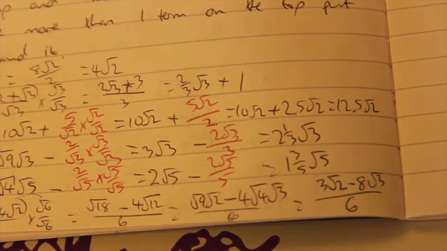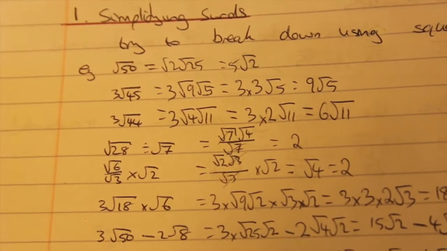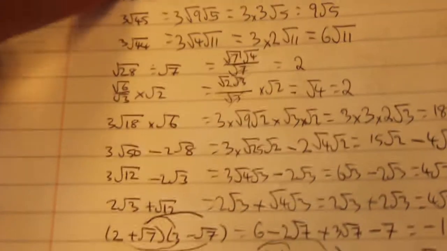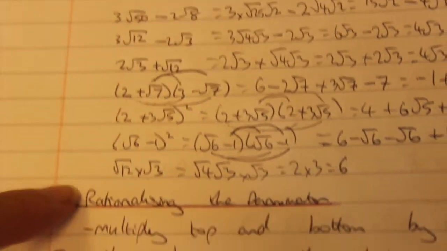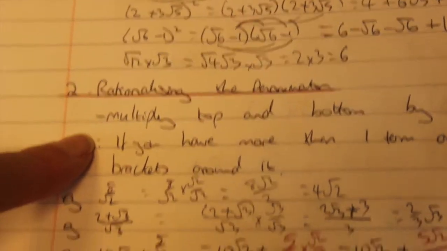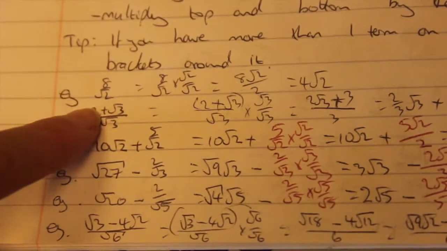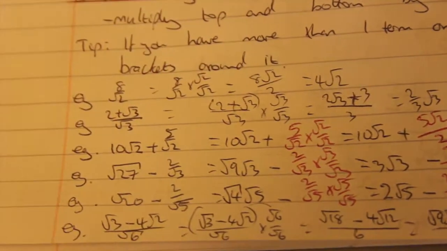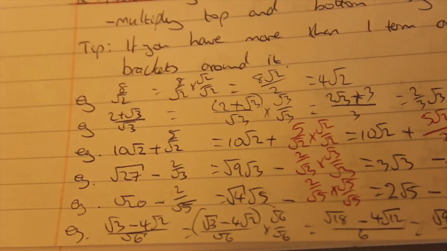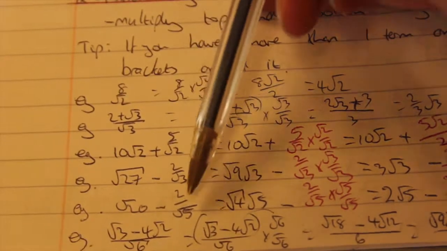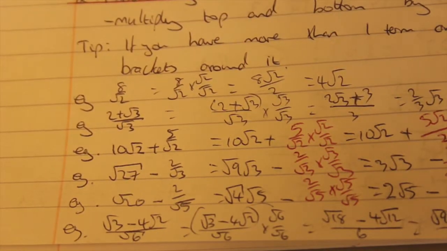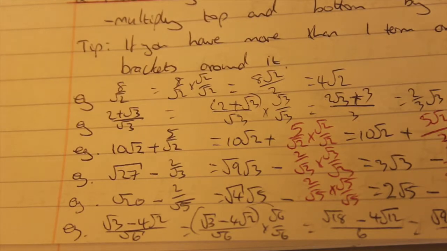So basically for surds, you've got the simplifying surds, where you try to break them down using squared numbers. There's quite a lot of different questions I can ask you there. And rationalising denominator is the other type, where you multiply top and bottom by the bottom line. If you ever have come across a surd on the bottom line, you will always rationalise the denominator. You do not want to leave a surd in the bottom line in maths.